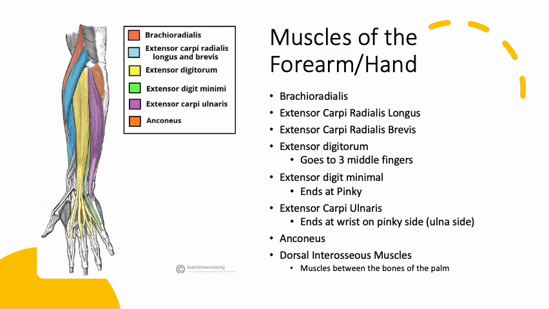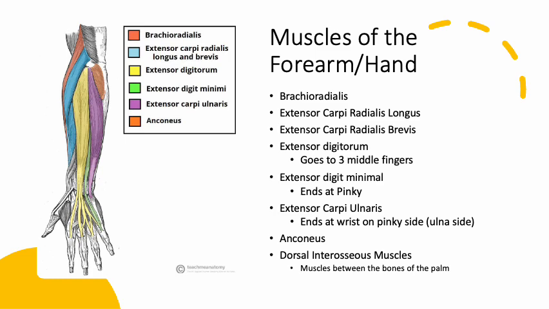Extensor digitorum. So digit refers to fingers. So anything that says digit or digitorum is going to connect to the fingers or the toes, okay? So the extensor digitorum is the one that attaches to the 3 middle fingers. So it's the muscle that runs down the posterior side of your forearm and attaches to 3 middle fingers. So in this picture, it's the big yellow one.